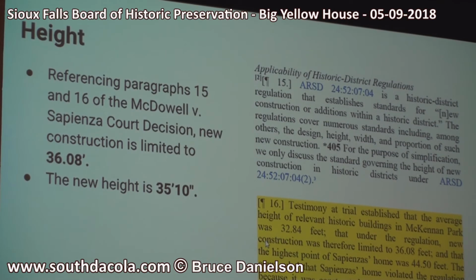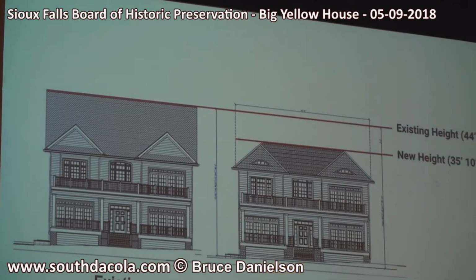Height. As referenced in paragraphs 15 and 16 from the state Supreme Court order, the new construction of the home is limited to 36.08 feet. This is determined based on an average height of 32.84 feet, being no greater than 10% above this average. The new height of the home is 35 feet 10 inches, so under the maximum height for the home. It shows the existing home as it relates to the new proposed design, showing the differences between the two.